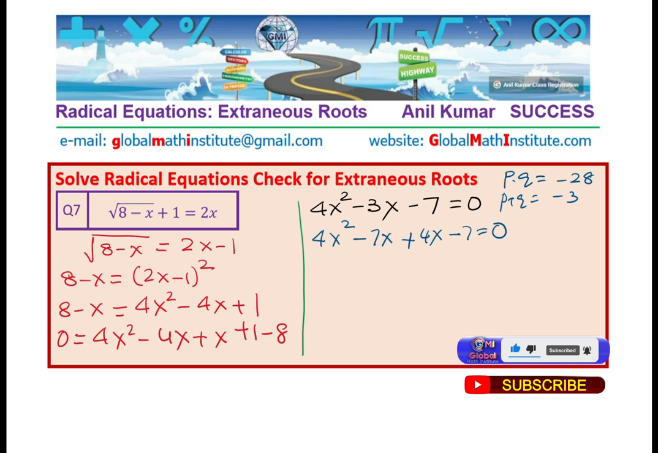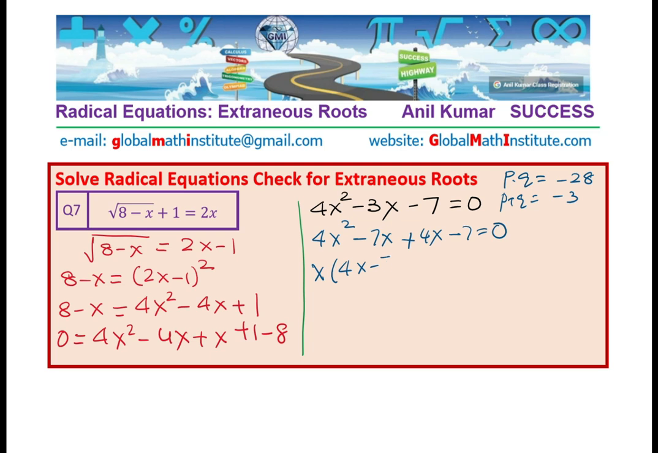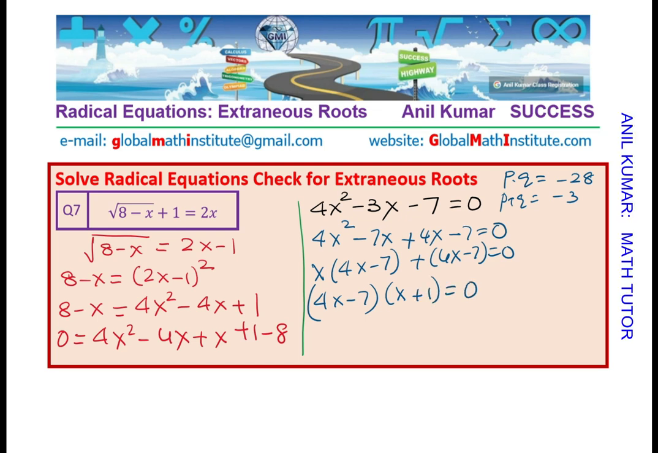We can now factor out x, and we get x times 4x minus 7, and here we already have 4x minus 7 equals 0. So 4x minus 7 is a common factor, x plus 1 is the other factor. So that gives us two different solutions. Let me write the solutions here. One is x equals 7 over 4.